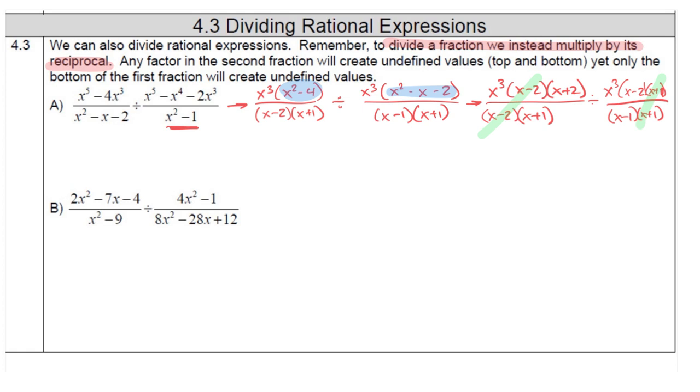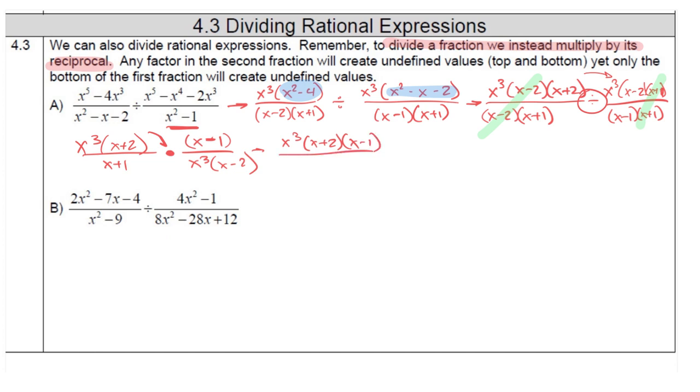So I'm going to rewrite one last time, but I'm going to write this fraction as a reciprocal. So x cubed times x plus 2 over x plus 1, times, as soon as I change my division to multiplication, I rewrite the second fraction as a reciprocal: x minus 1 over x cubed times x minus 2. Now let's rewrite it together.